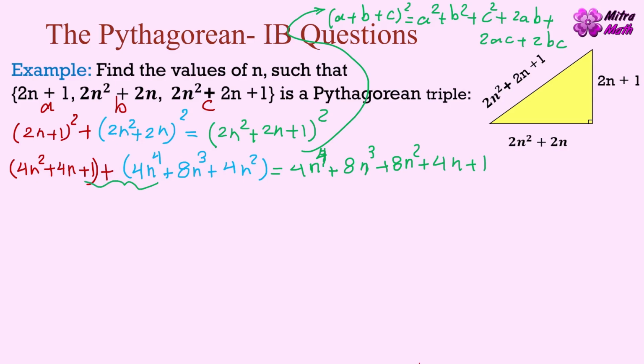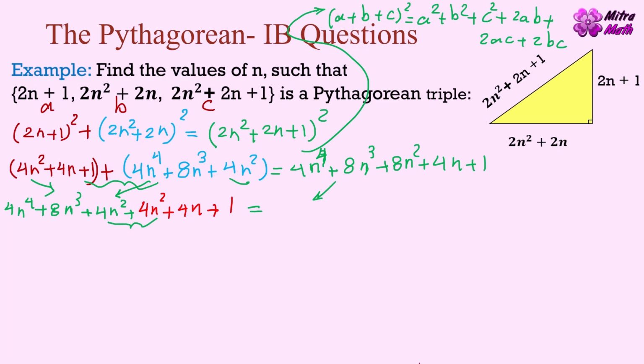I'm going to rearrange the terms based on standard form from highest order. So I'm starting with this. I'll get 4n to the 4 plus 8n cubed plus this one, which is 4n squared, and then continue with those terms. Let me change the color: 4n squared plus 4n plus 1, and then equal to the right side, unchanged.